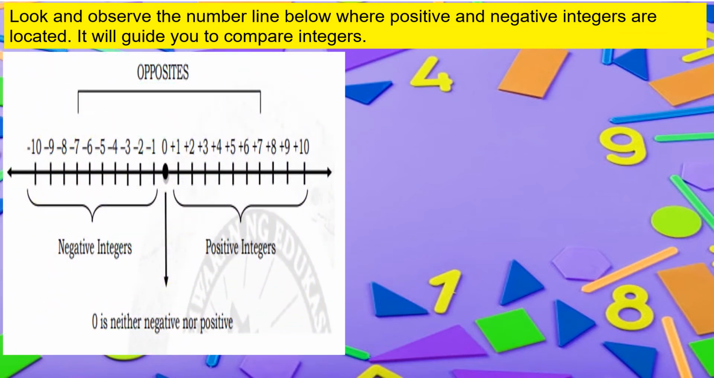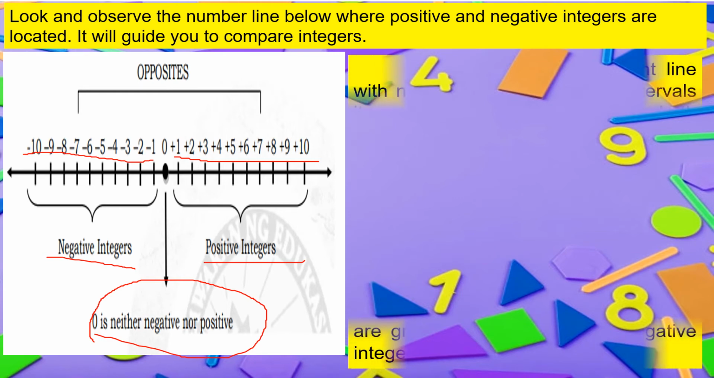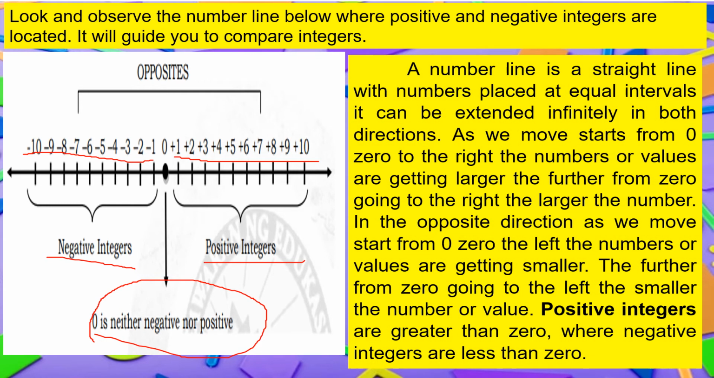So the opposites and the negative integers and positive integers. 0 is neither negative nor positive. So again, on the right side, positive integers, positive 1 to 10. And from the left side, negative 1 to 10. A number line is a straight line with numbers placed at equal intervals. It can be extended infinitely in both directions.